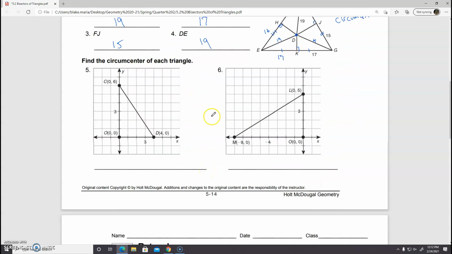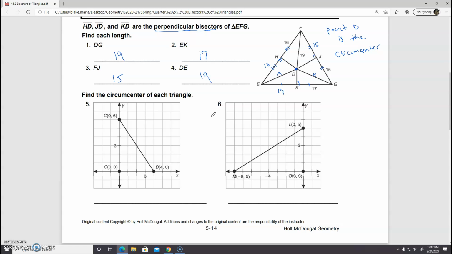Next one says find the circumcenter. So when you're working with a graph, it's really nice when they're right triangles on the graph because you can just graph your perpendicular bisector. So what is it, 0 to 4, so halfway would be 2. And we want to go straight up.